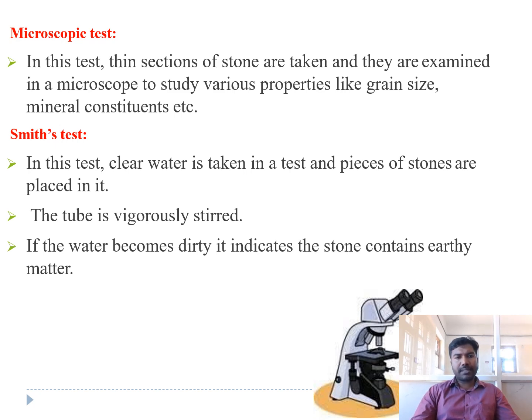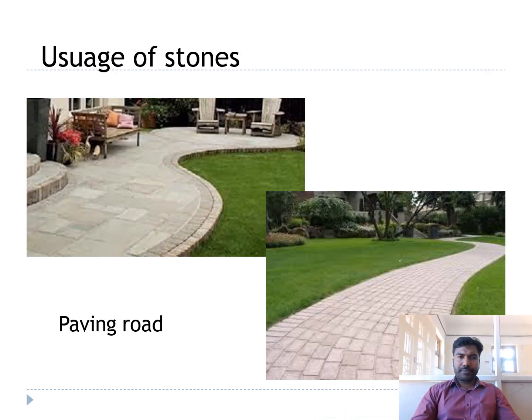Then Smith test. In this test, clear water is taken in a tube and pieces of stone are placed in it. The tube is vigorously stirred. If the water becomes dirty, it indicates that the stone contains earthy matter. If the water stays very clean, we can conclude that the stone is very good and we can use it for construction purposes.